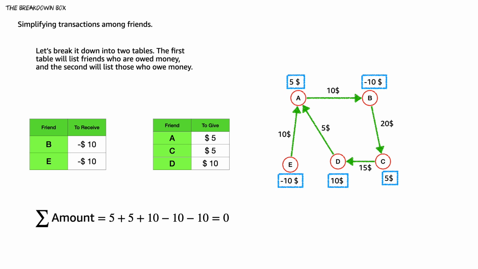And what's particularly interesting is that when we sum up all these values, the total value will always be equal to 0. This property is crucial for understanding how we can simplify transactions effectively amongst our group.